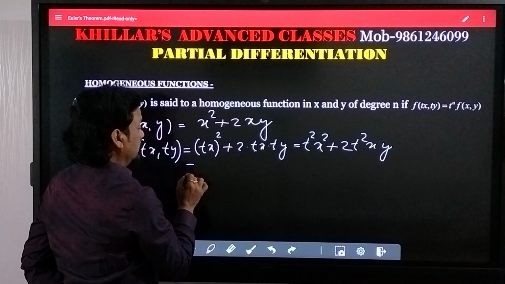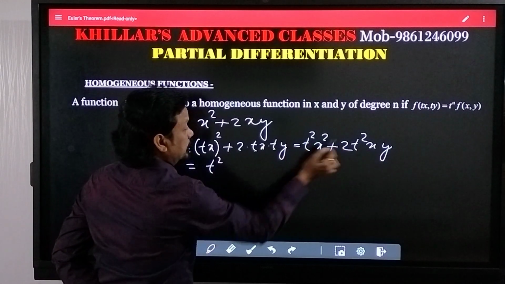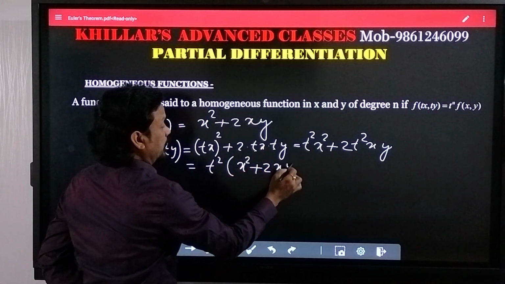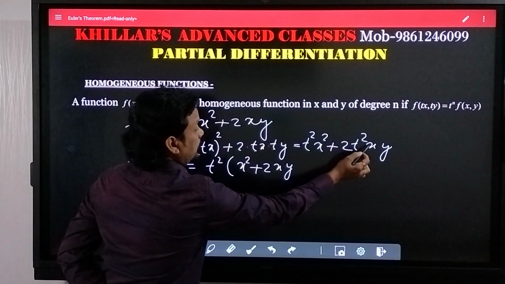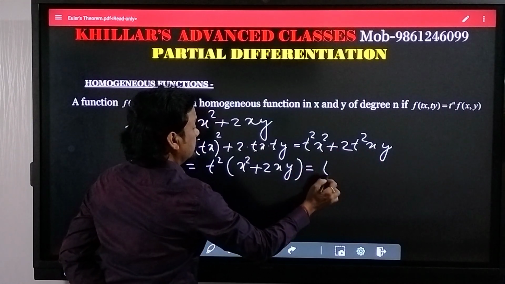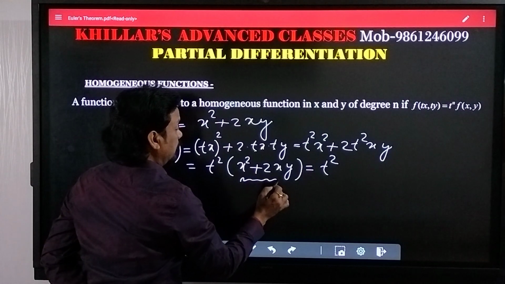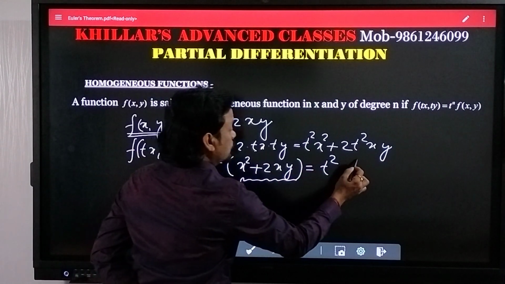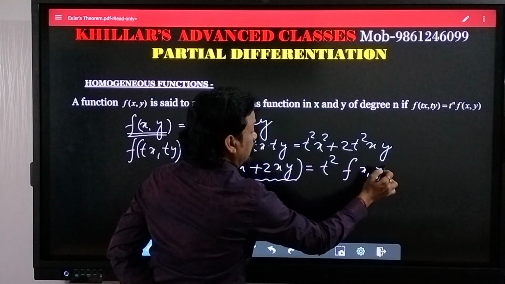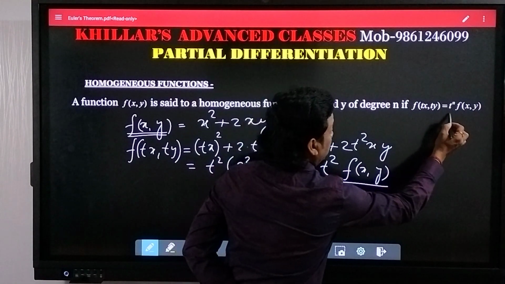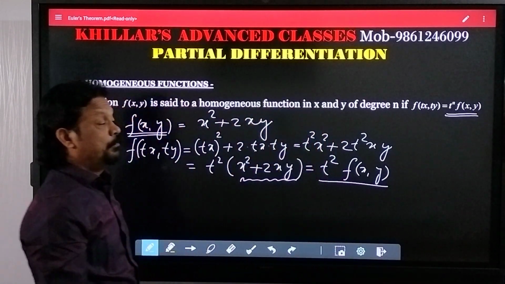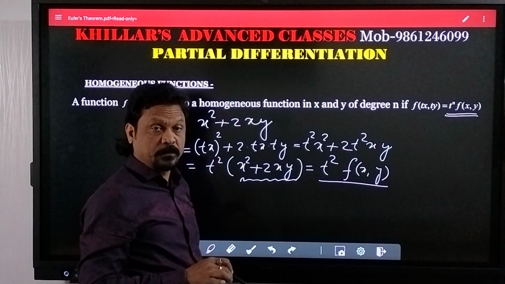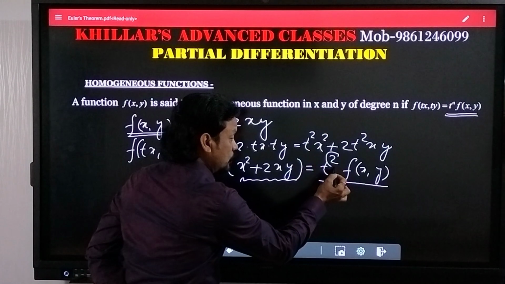So let us take common. t square is common, then x square plus 2xy, and this x square plus 2xy is your f of x, y. So t square into f of x, y. Now this is in the form of t to the power n f of x, y. If your answer is in the form of t to the power n into f of x, y, then it is a homogeneous function. And what is the degree? The degree is 2.